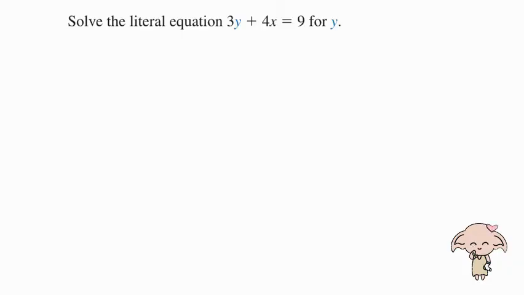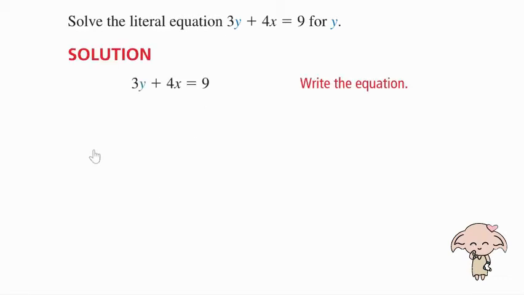To solve literal equations, you need to figure out which variable you're going to isolate. In this problem, we have 3y plus 4x equals 9, and we're going to solve for y. The trick is to take your finger and cover the term that has the variable that you want to isolate. In this case, we're going to cover 3y. Right next to this term, you will see add 4x. The inverse of adding 4x is subtraction.